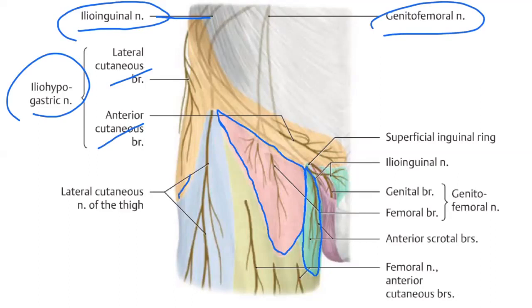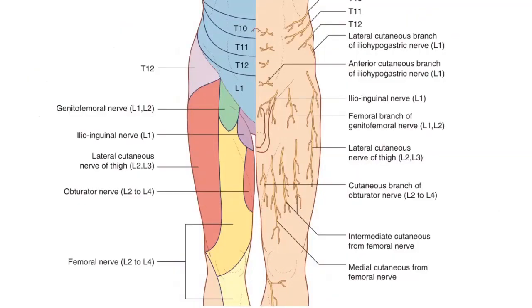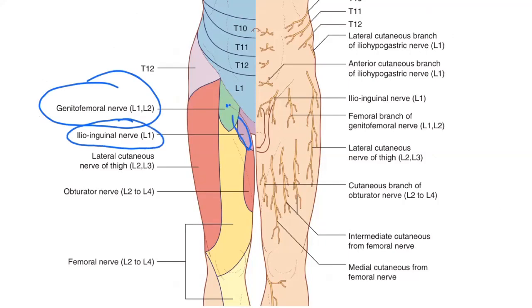Okay. This is one part. You have to remember those parts. Okay. Again, genitofemoral nerve part, ilioinguinal nerve. Okay. Obturator nerve. Okay, we will discuss that in detail later.